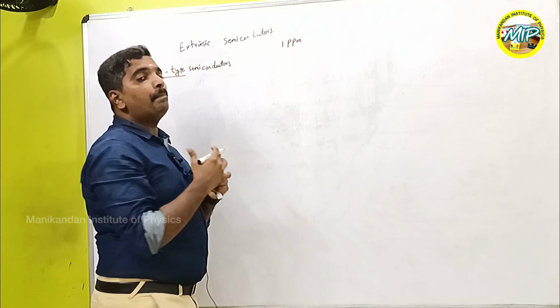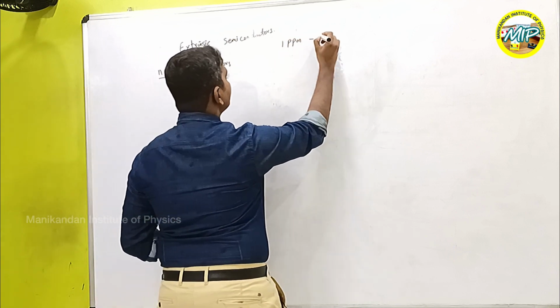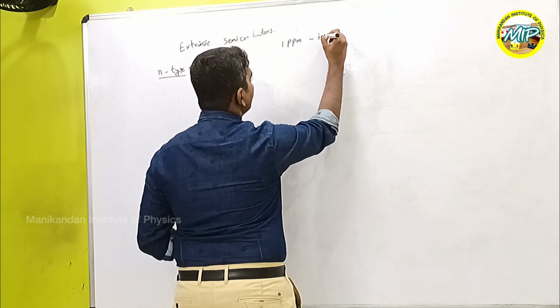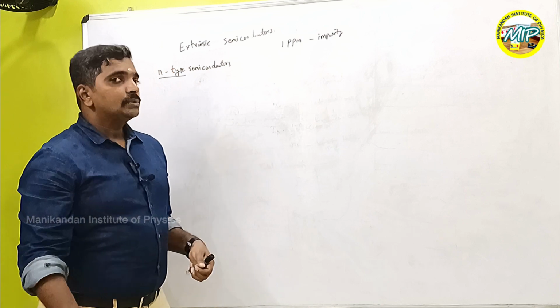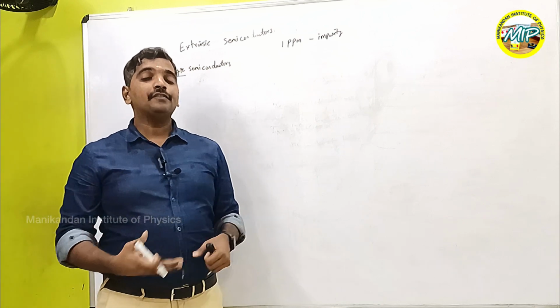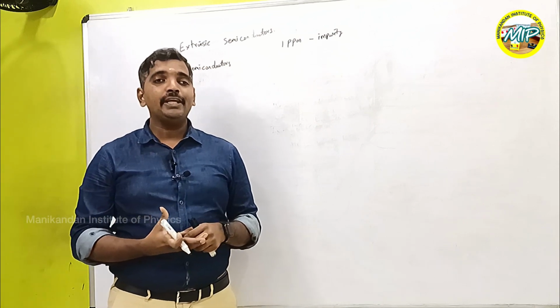It's called parts per million, the amount of impurity we have to add to the system. So we should not add more impurity. If you are adding more impurity, what's happening?